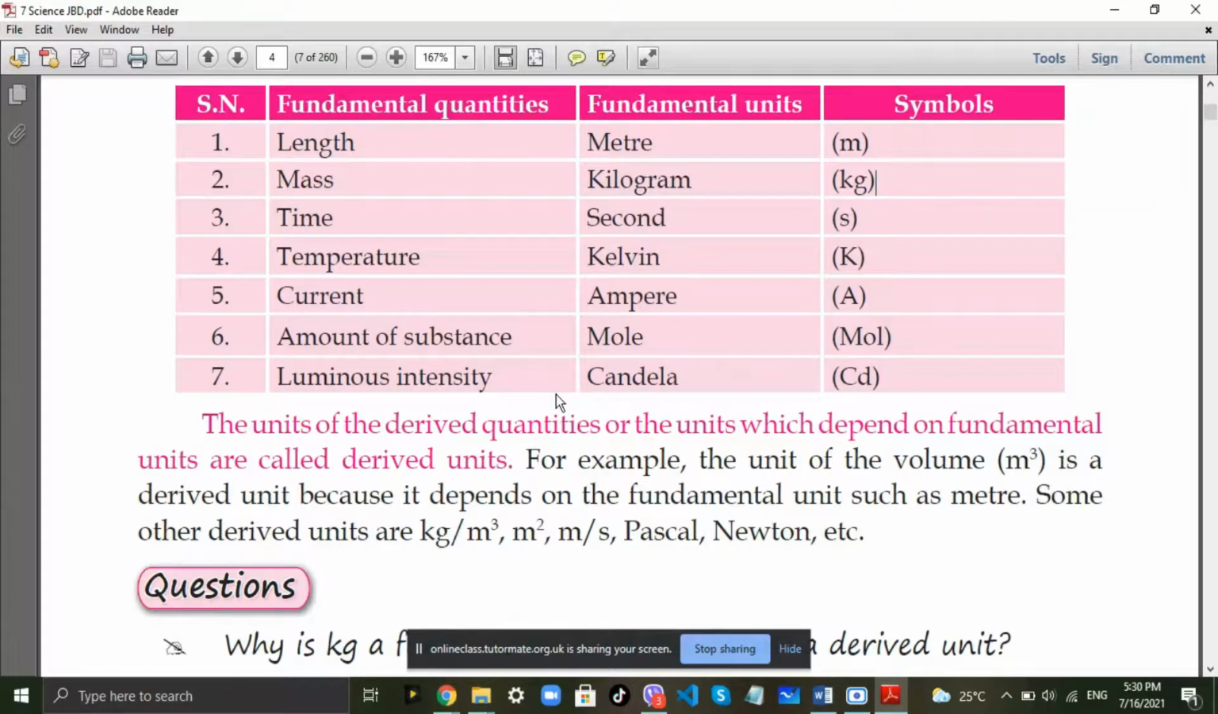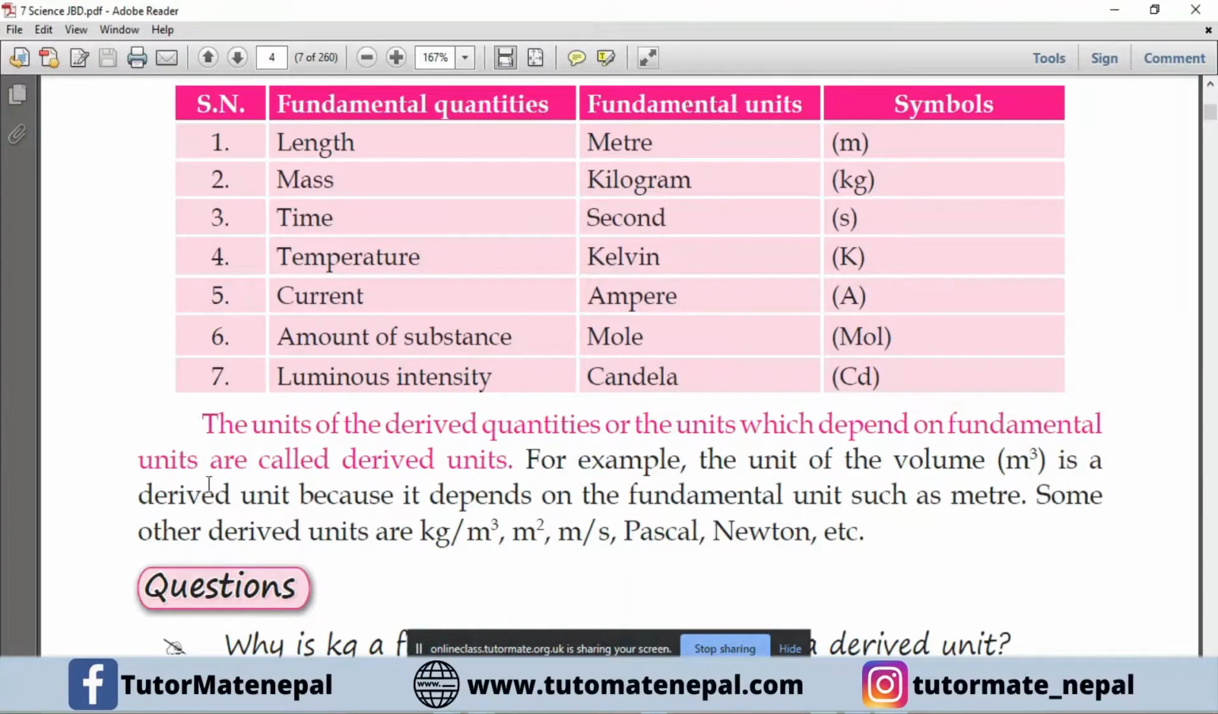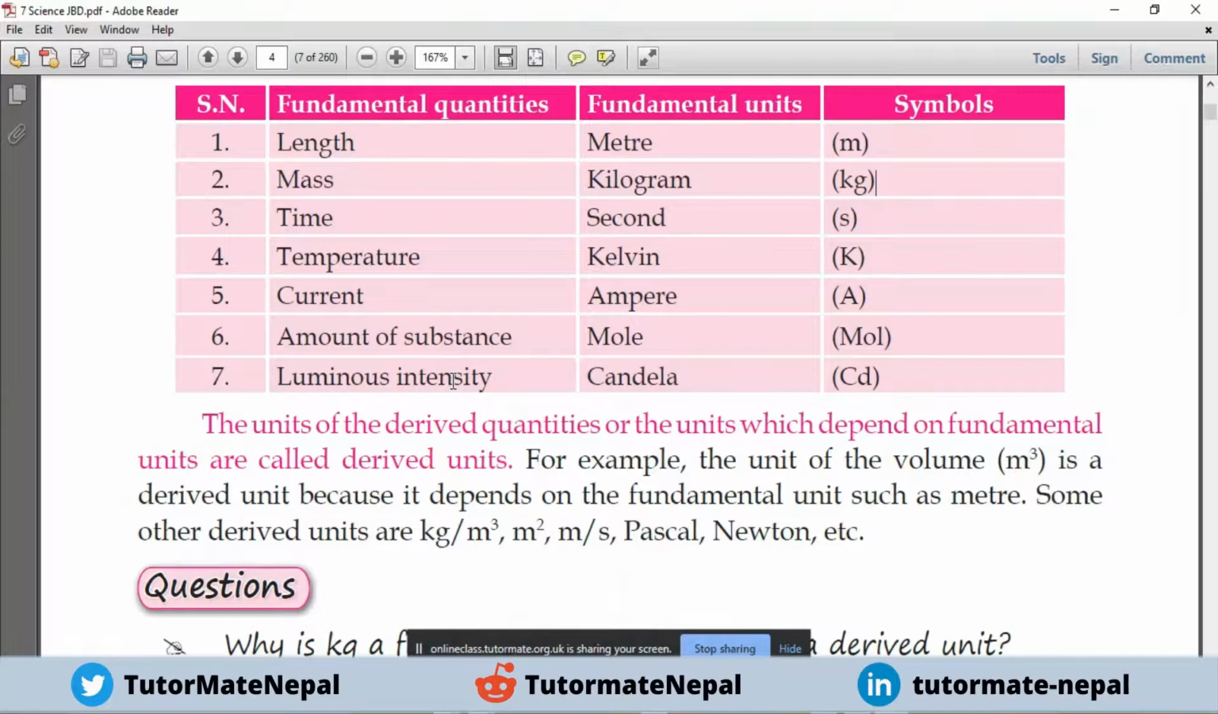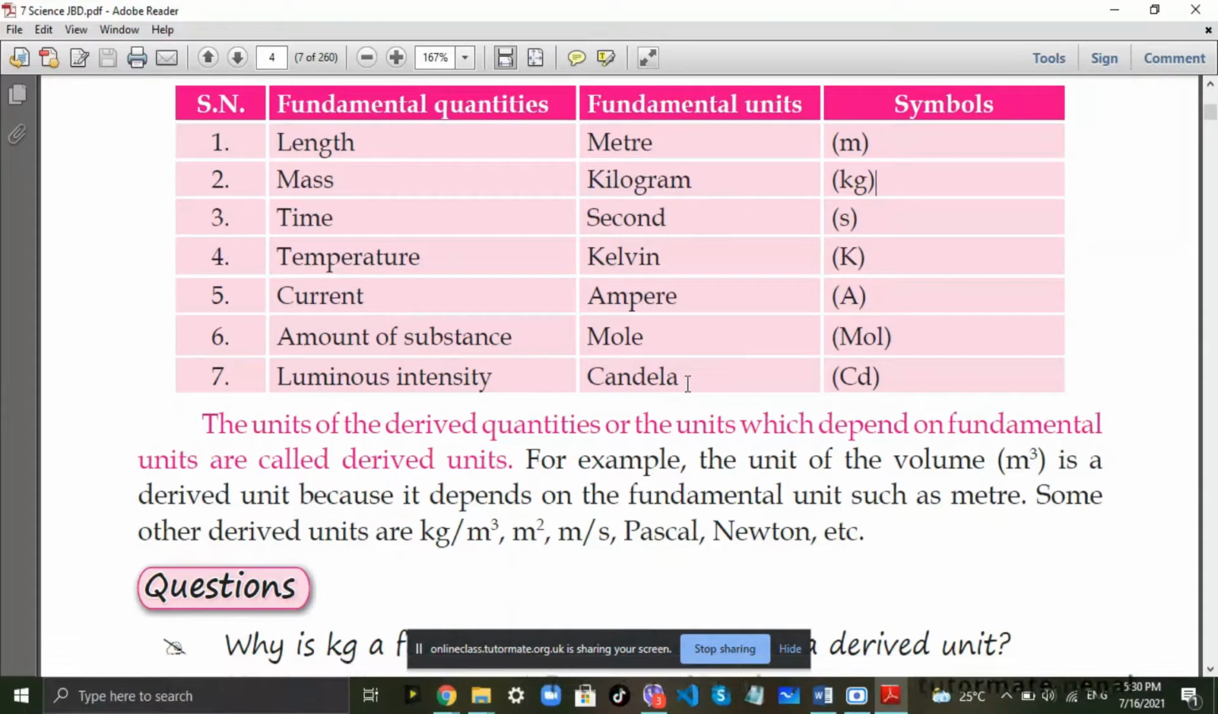Amount of substance means the matter contained by a body, the small quantity of substance. It is measured in mole, and its symbol is mol. Luminous intensity is the amount or the brightness or dimness of the light, and it is measured in candela, capital CD. So these are the seven fundamental quantities and their units in the SI system.